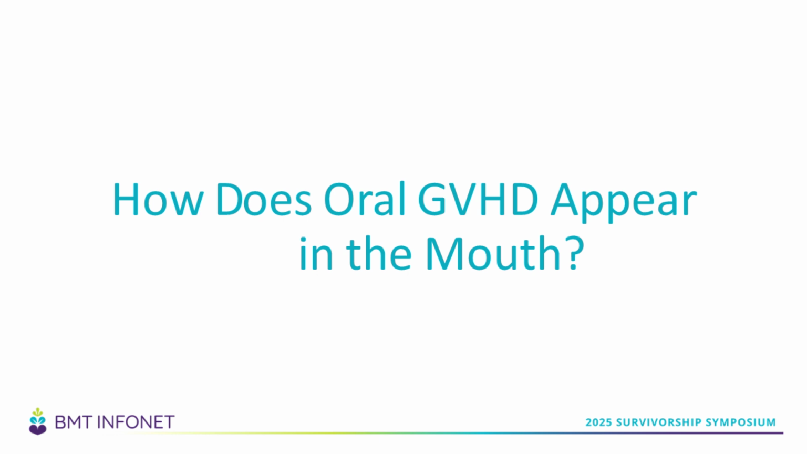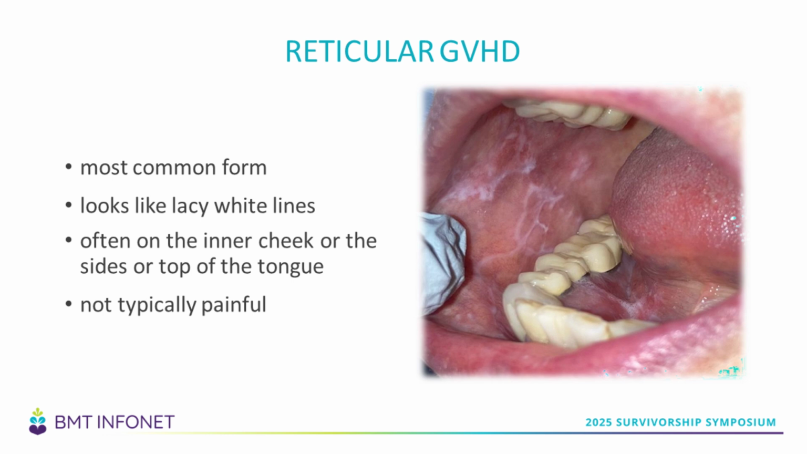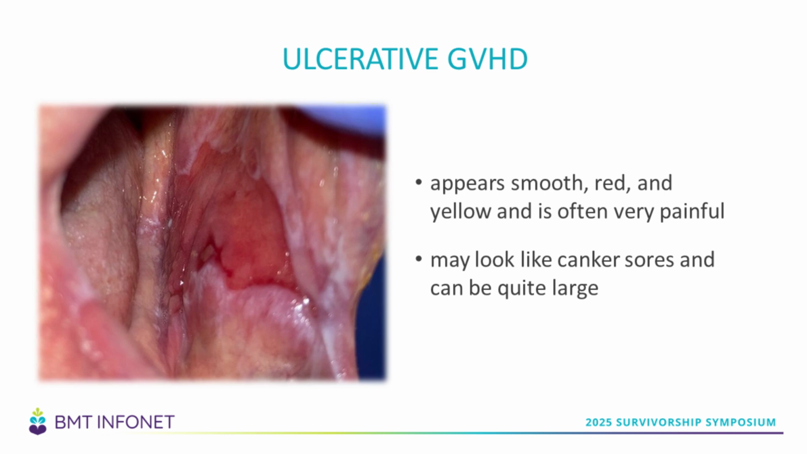How does it look when it's in the mouth? Well, there are different forms of it. One of the more common ones is reticular GVHD. Reticular means just the appearance of it. And you can see this is the most common form. It looks like white lacy lines, and it often affects the inner cheeks, or what I call the buccal mucosa, the sides or top of the tongue. And when it's in this pure reticular form, it is typically not painful. Sometimes patients will complain of a sensation of roughness in their mouth, but otherwise it is pretty asymptomatic.